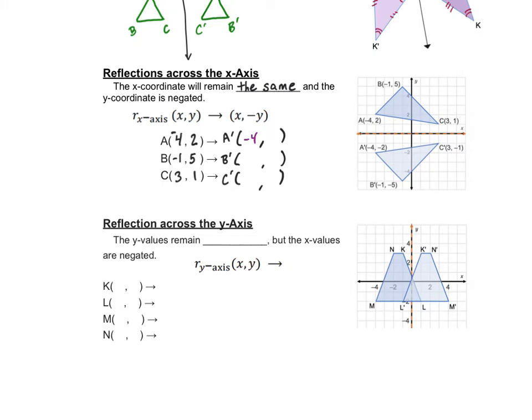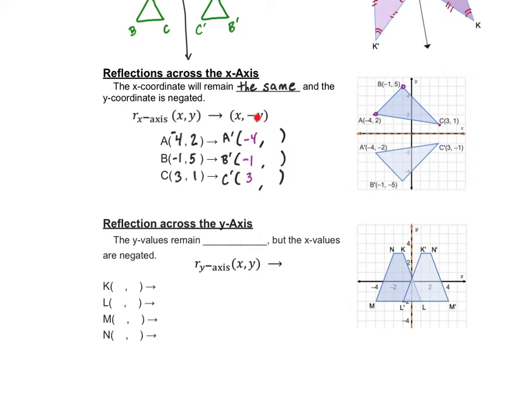Point A is -4 for the x value. Point B is -1 for my x value. And then point C is going to be 3. And what I did was I just took these points off of my image here.